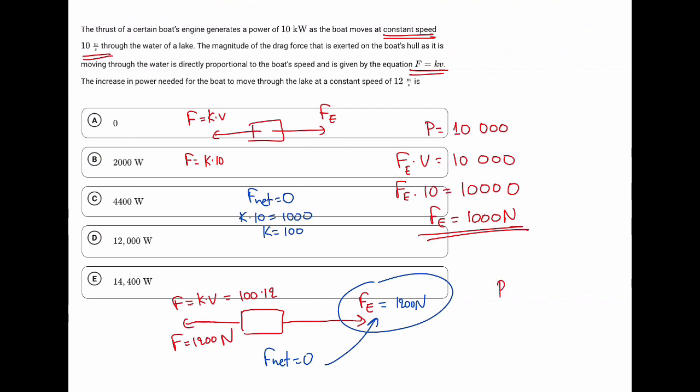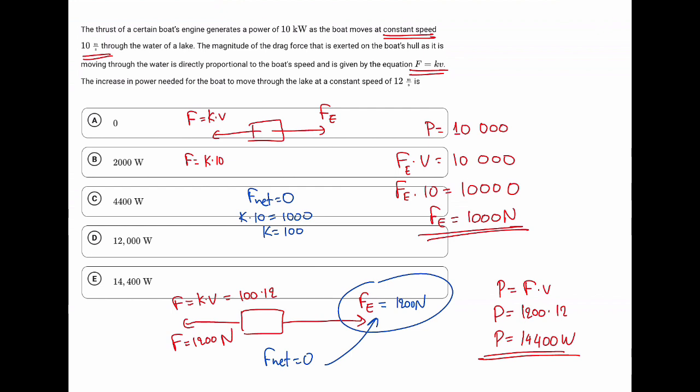Now that we know this force, we can find the new power. So the power, that is force times velocity, will be 1,200 multiplied by the new velocity, so the power is 14,400 watts.